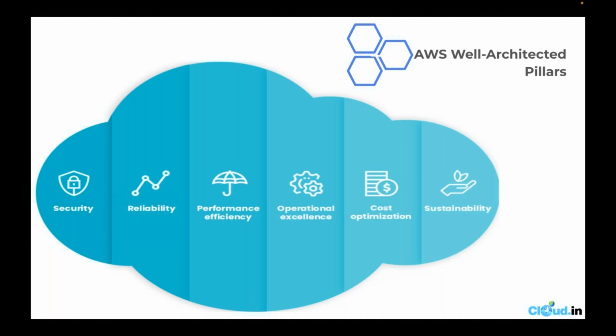cost optimization, and sustainability. Okay, so these are designed to help you build and operate reliable, efficient, and secure systems in the cloud. So these pillars are essential for anyone who is looking to create a cloud-based solution, or who is already on the cloud and wants to optimize and meet the high standards of AWS. So throughout the further presentation, we'll be exploring each of these 6 pillars in detail, discussing their importance and how they work together to create a well-architected system.